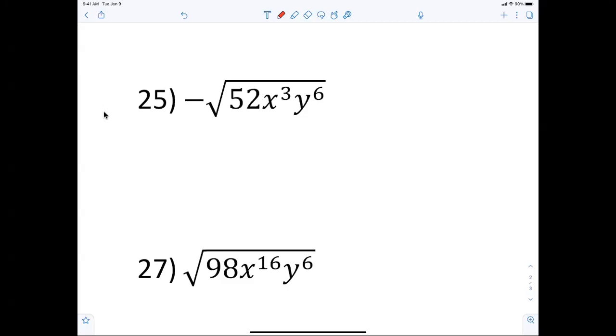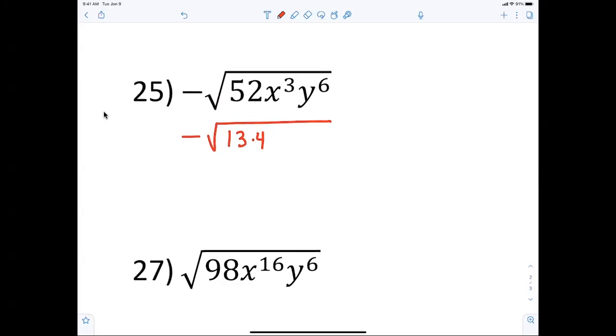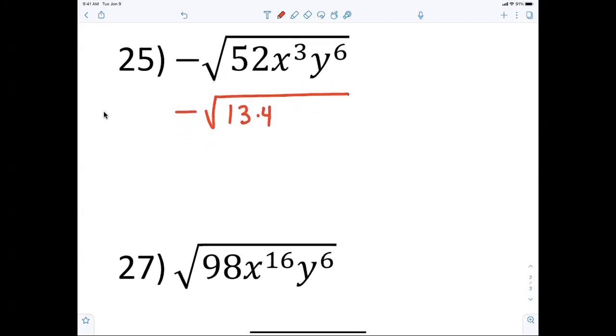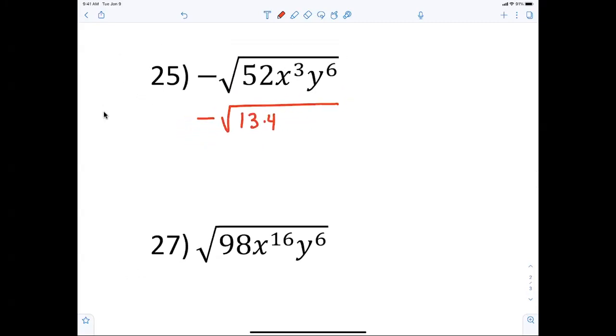What about 52, Mr. Danzy? What perfect squares are in 52? There is a 13 and a 4. Thank you. 13 times 4 is 52. So the answer would be. All right, go slow and tell me the answer, 13 times 4, right?